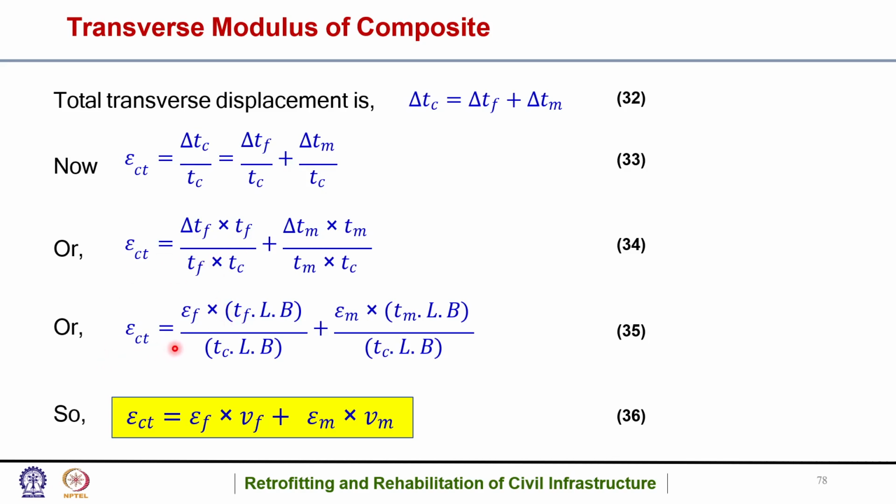So epsilon CT becomes epsilon F into TF into LB by TC into LB, plus epsilon M into TM into LB by TC into LB. Okay, and basically, this delta TM by TM is epsilon M and delta TF by TF is epsilon F. So therefore epsilon CT is equal to epsilon F into VF plus epsilon M into VM.